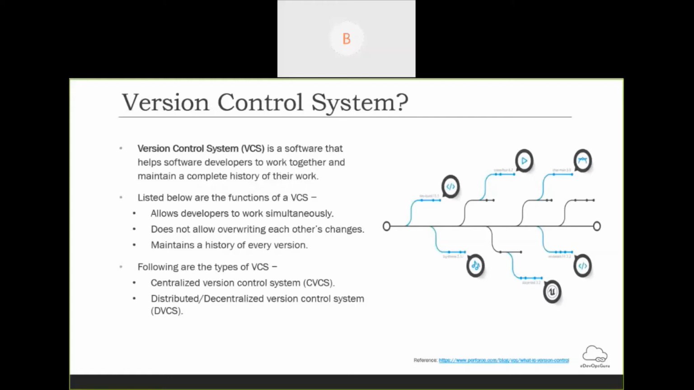So what are the functions? It allows developers to work simultaneously and doesn't allow overwriting each other's changes. Developer 1 and developer 2 cannot overwrite each other's fixes. You have a mechanism like merging, and you also need to resolve conflicts before merging into the parent project. It maintains a history of every version. You have specific commands available, you can execute those commands, and you can see the history of the whole code we have prepared.